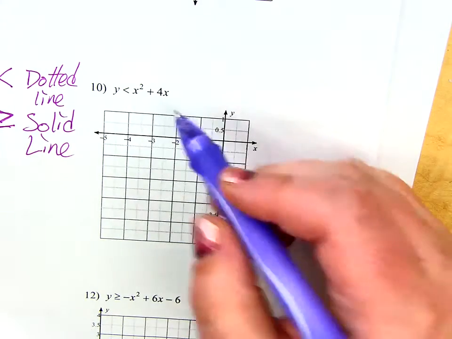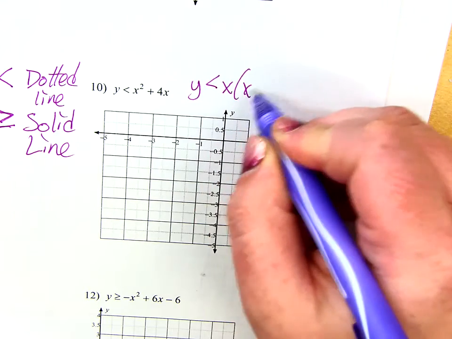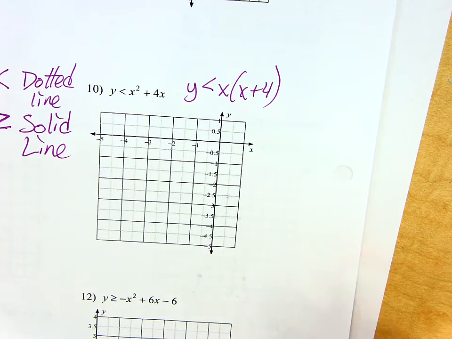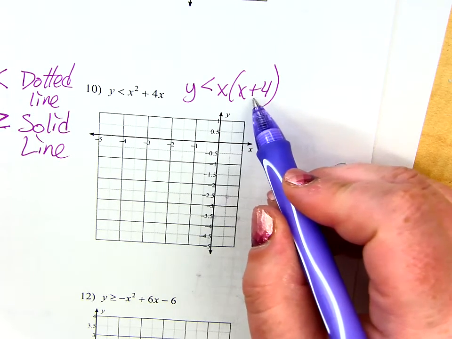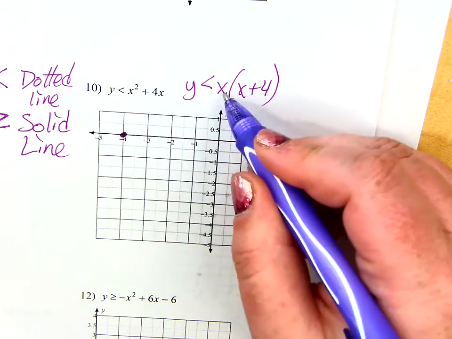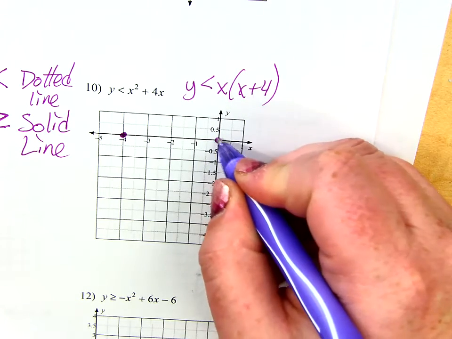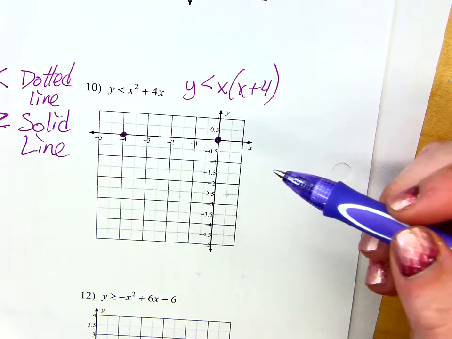Can you take out an x? Yes. x times x plus 4. Now I have this thing in intercept form. So I already know where this thing is crossing the x-axis. Where? Isn't it going to be -4, right? -4 and 0. Yes. You just set each factor equal to 0, so one of them is just 0. This thing is crossing the x-axis at -4 and at 0.